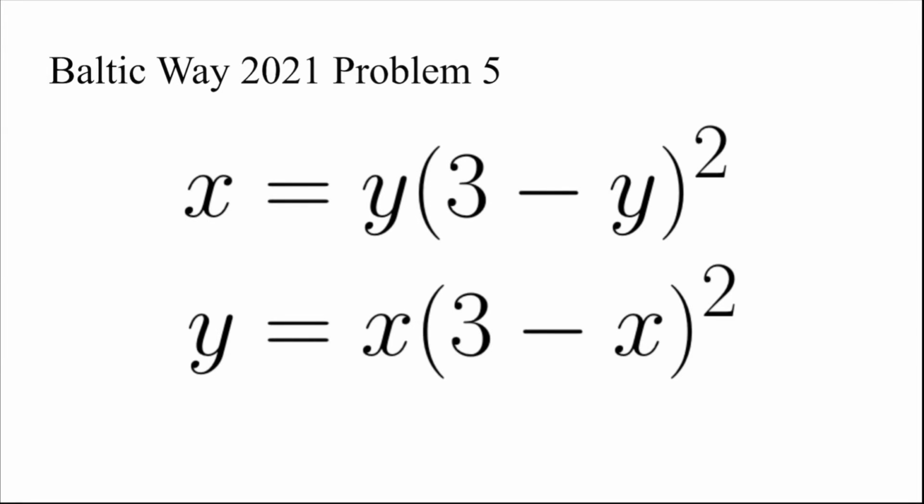In this video, we are going to find real numbers x and y such that x equals y times (3 minus y) all squared and y equals x times (3 minus x) all squared.